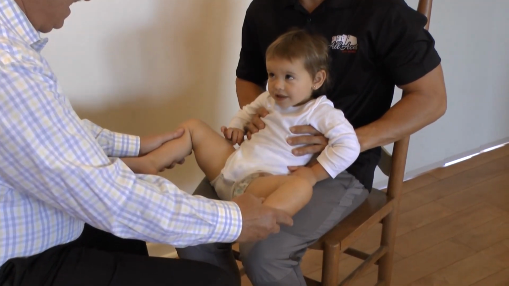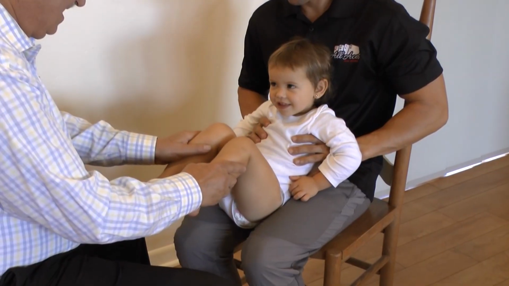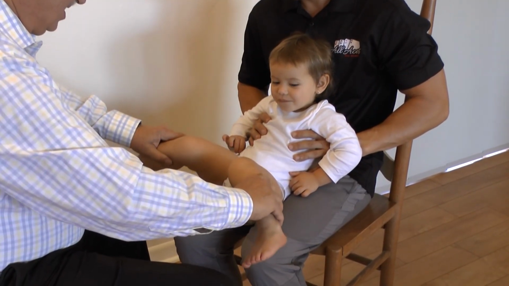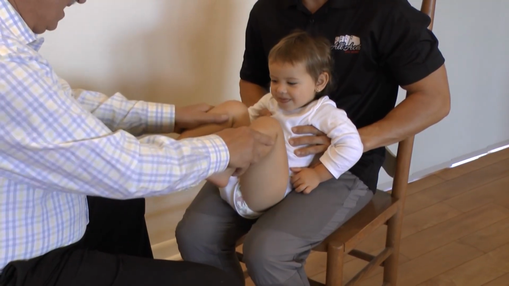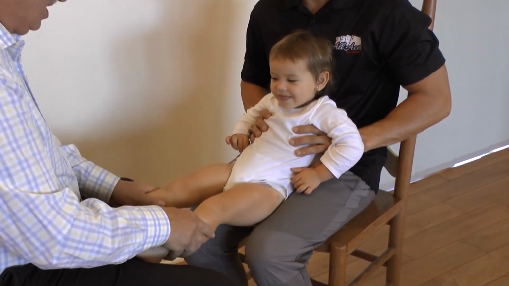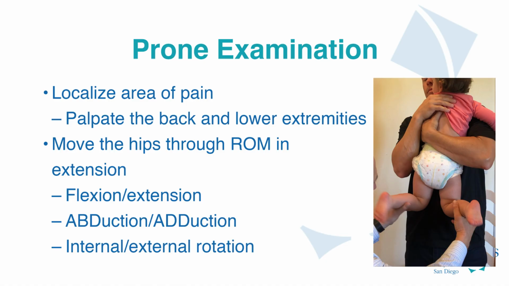Flexion, abduction, as well as extension, internal, and external rotation can be performed, again, keeping the patient happy while on her parent's lap. Two helpful tests include, first, the prone examination. Localize the area of pain by palpating the back and throughout the lower extremities, as previously done on the parent's lap. Move the hips through range of motion in extension.